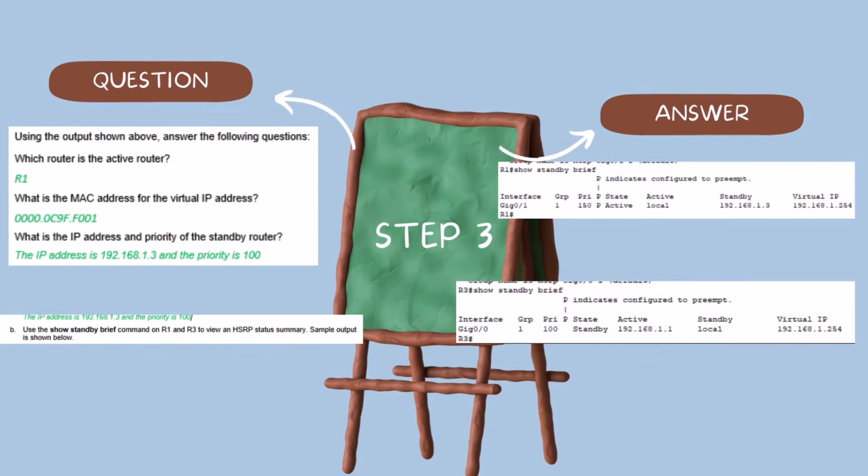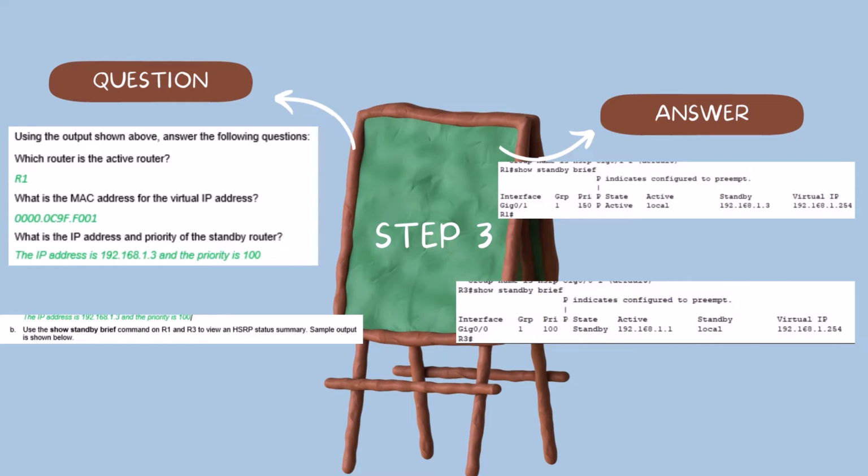Next, soalannya adalah using the output show, answer the following question. Which router is the active router? So slide sebelah ditunjukkan active router adalah router 1. So dalam ni adalah jawapannya adalah router 1.